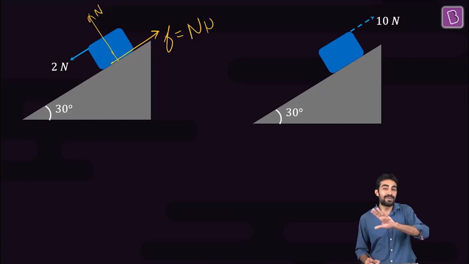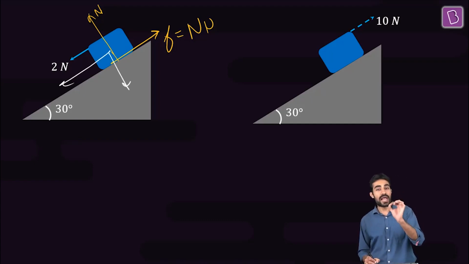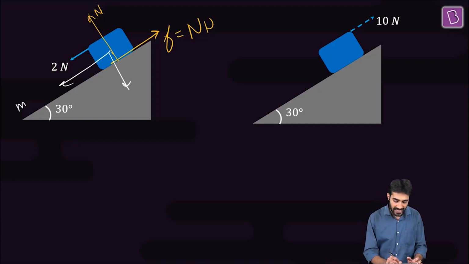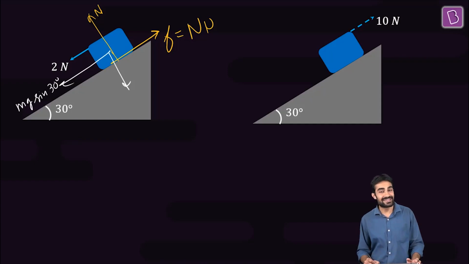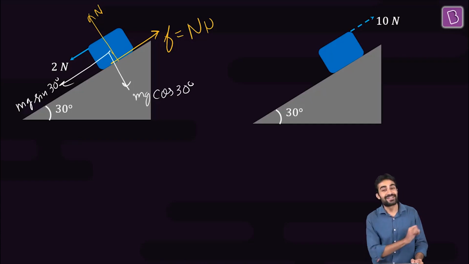Let us draw the complete free body diagram. Now when we divide mg into two parts, one part down the incline is mg sine of 30 degree, isn't it? And the other part is mg cos of 30 degree, right? All right. Now let's look at the other situation.